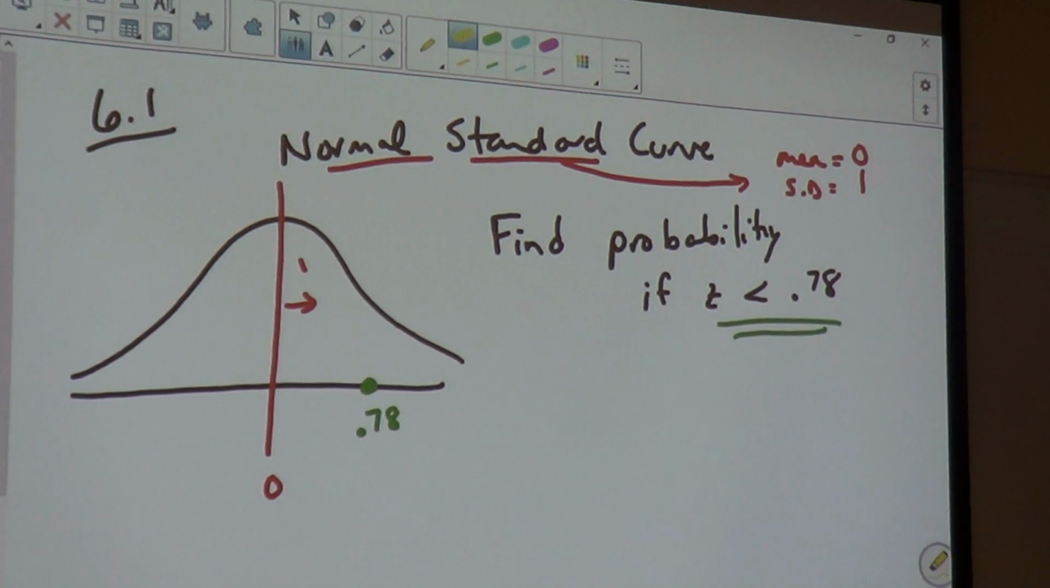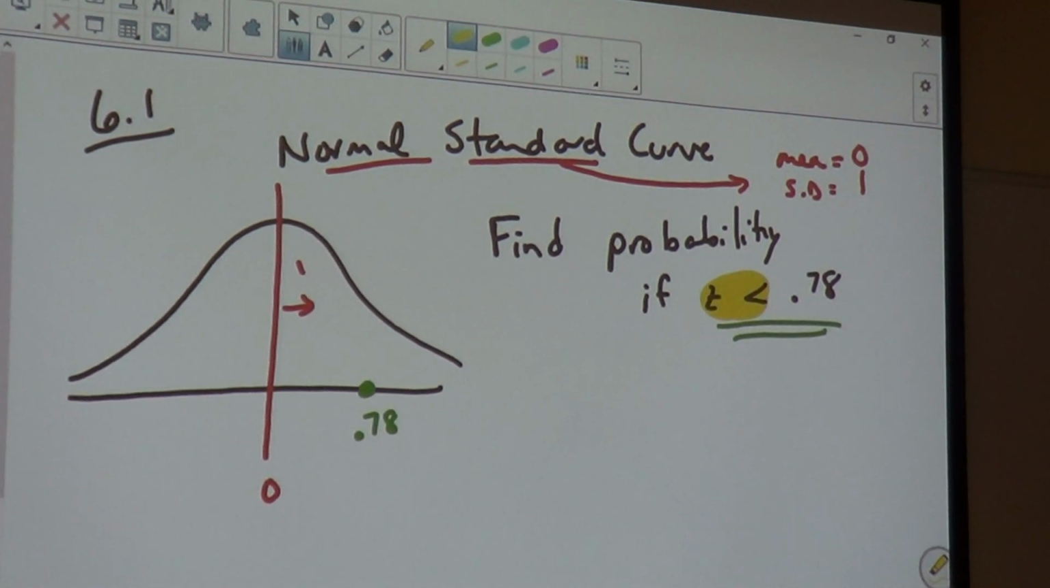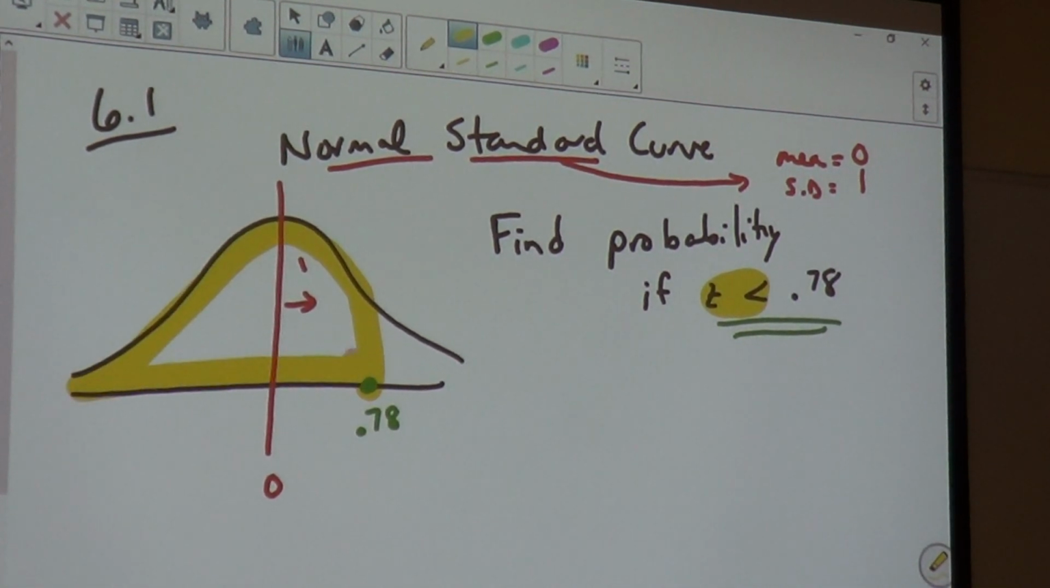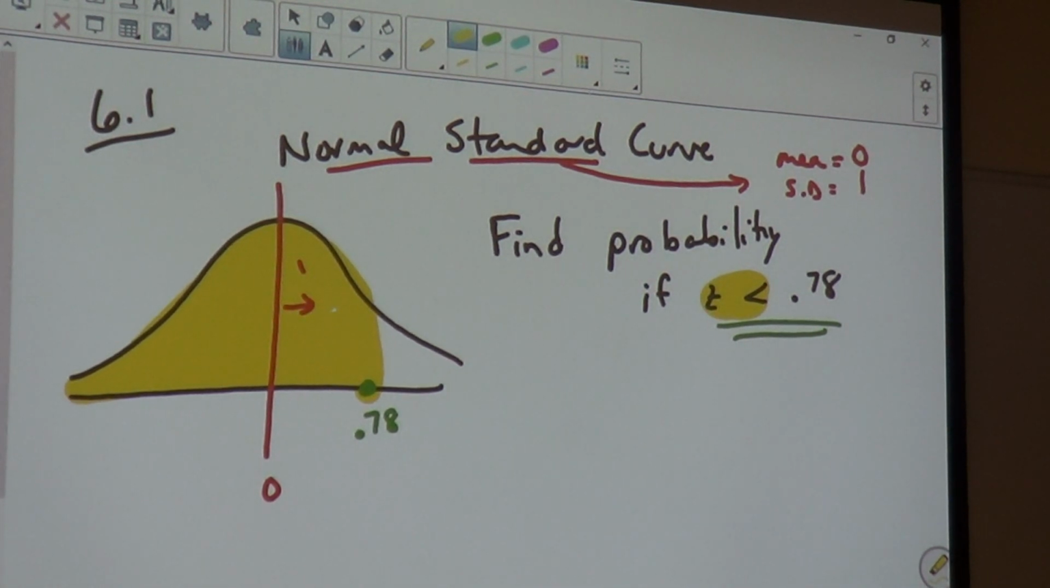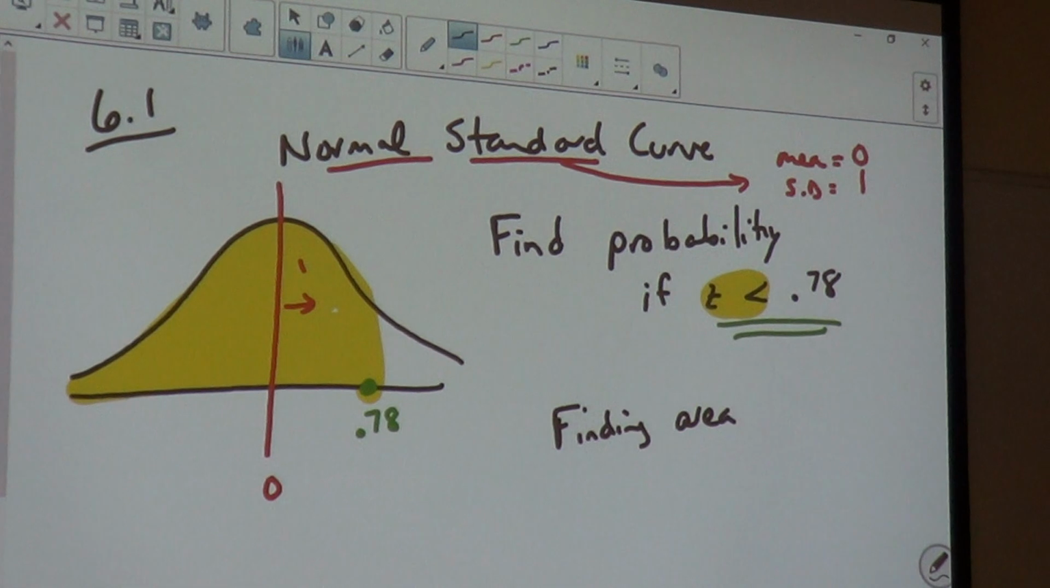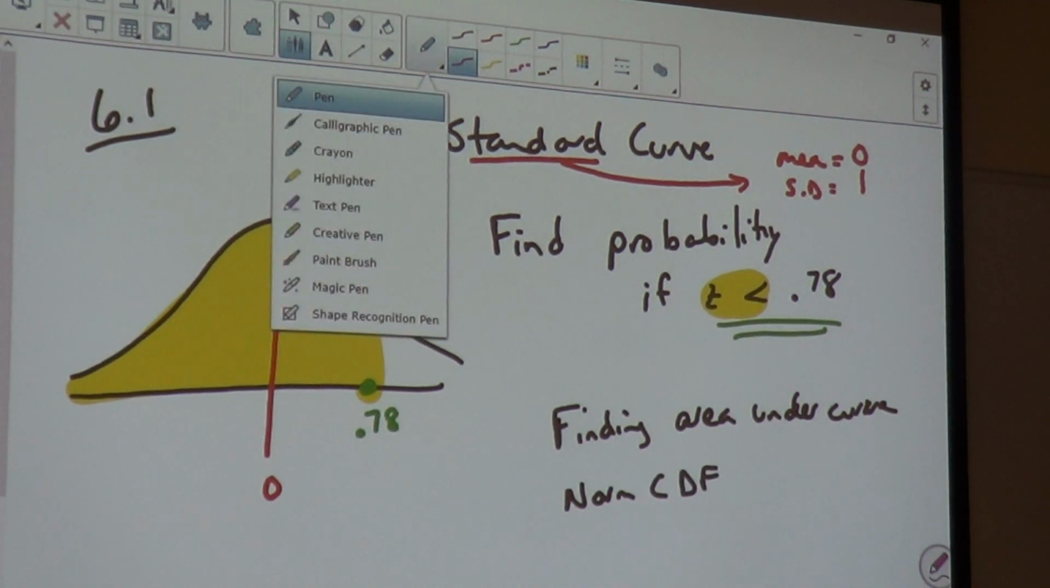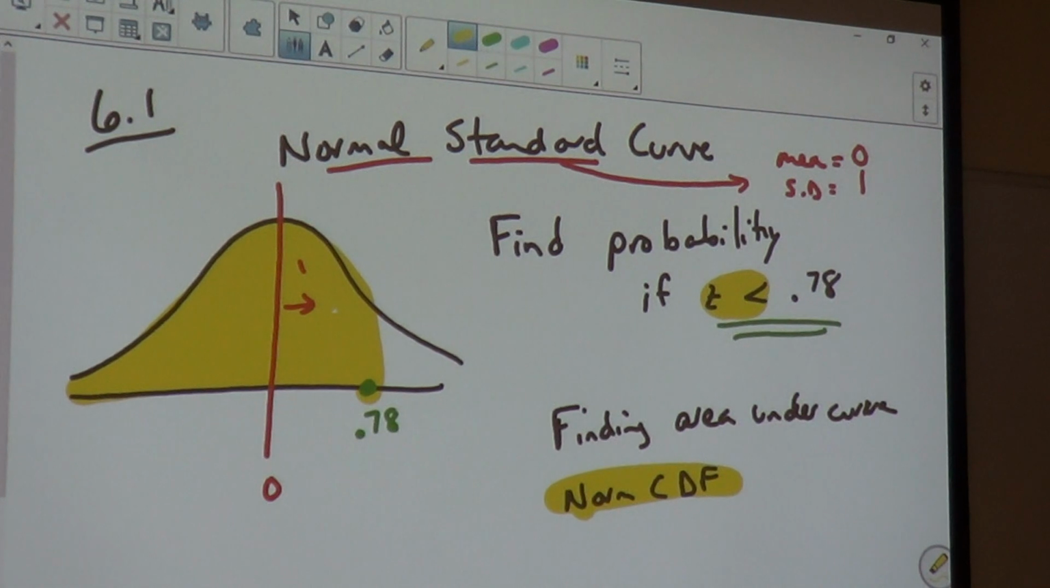They want my probability to be less than. They want my area under the curve to be less than. So this is what I'm looking for. We good so far? Now, if you're finding the area under the curve, you're going to use the normal CDF. So if we're finding the area under the curve, we're going to use the normal CDF. And we did a few of these at the end of class last time.